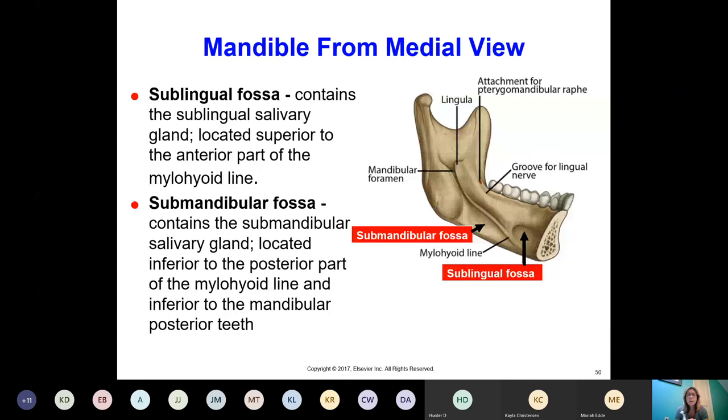Okay, so your sublingual fossa contains your sublingual salivary gland, located superior to the anterior part of the mylohyoid line, and your submandibular fossa. This is just a nicer closer picture. You can actually see how the fossa looks, especially on the sublingual, where it's that really thick or dipped in area. That's exactly what a fossa should look like. And then you've got your mylohyoid line, which runs all the way here, and right below it in the molar area is your submandibular fossa.